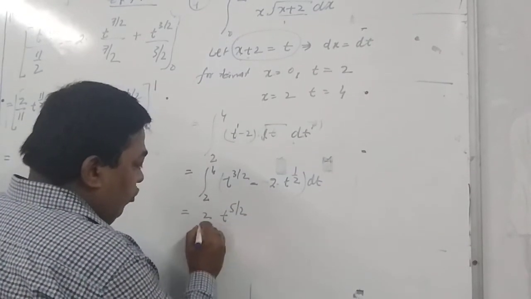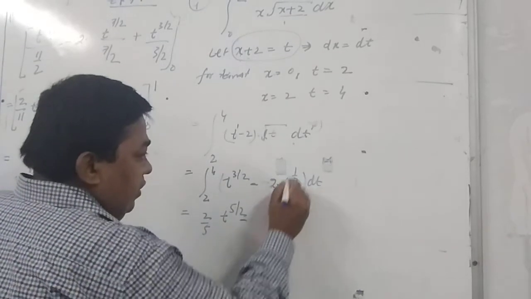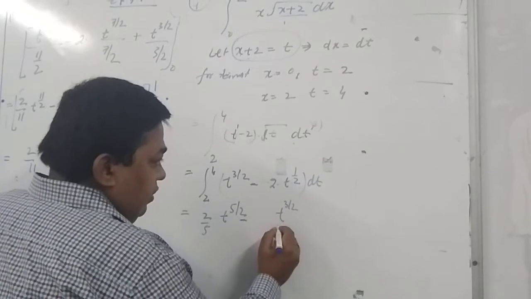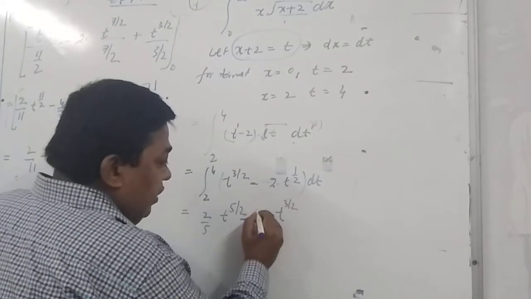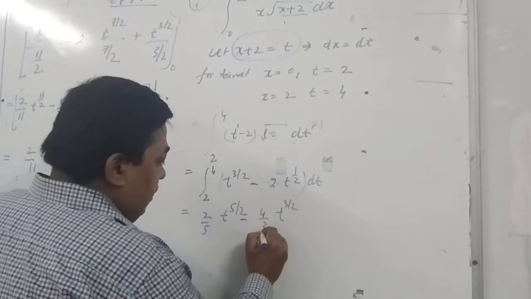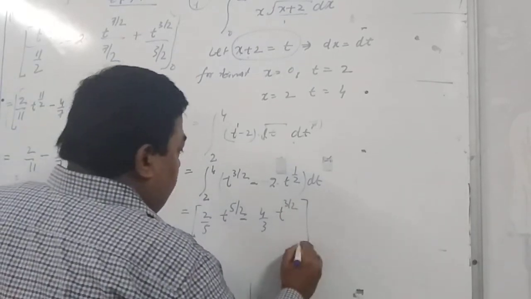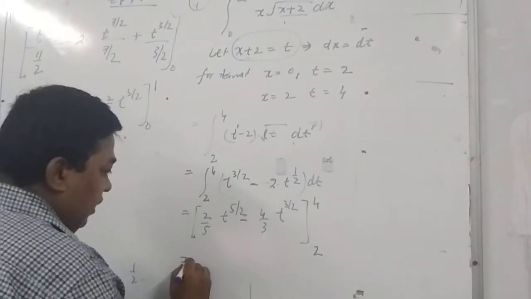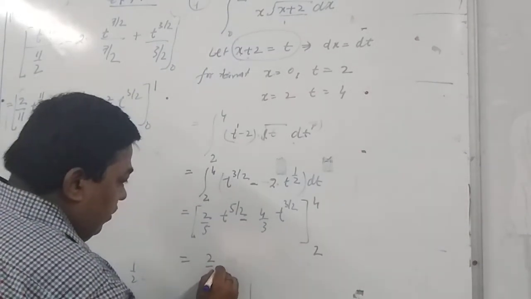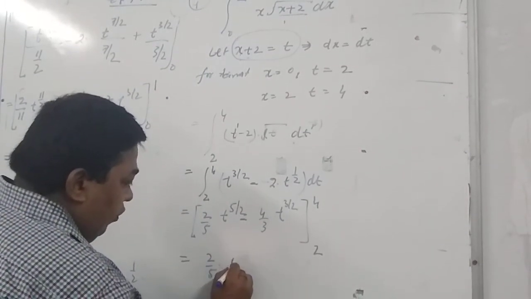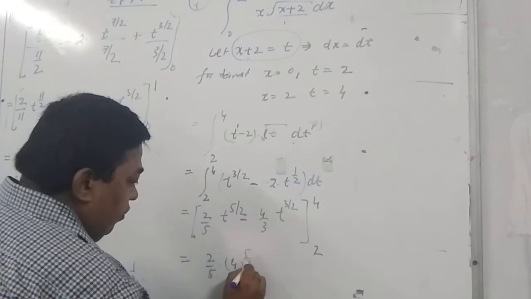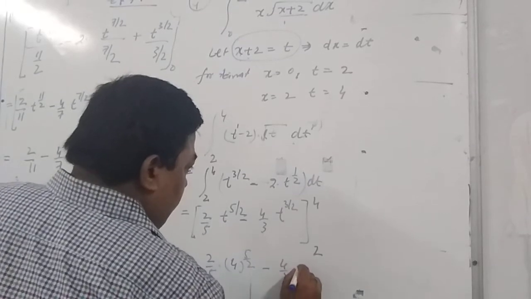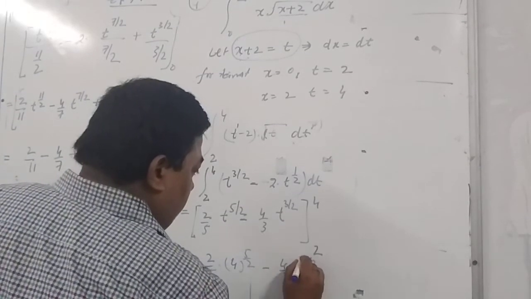Now apply the integration here. t to the power 3/2 becomes t to the power 5/2 upon 5/2, which we can write as 2/5, minus 2t to the power 3/2 upon 3/2, which becomes 4/3. And now the limit is 2 to 4. Applying the limit: 2/5 times 4 to the power 5/2 minus 4/3 times 4 to the power 3/2.